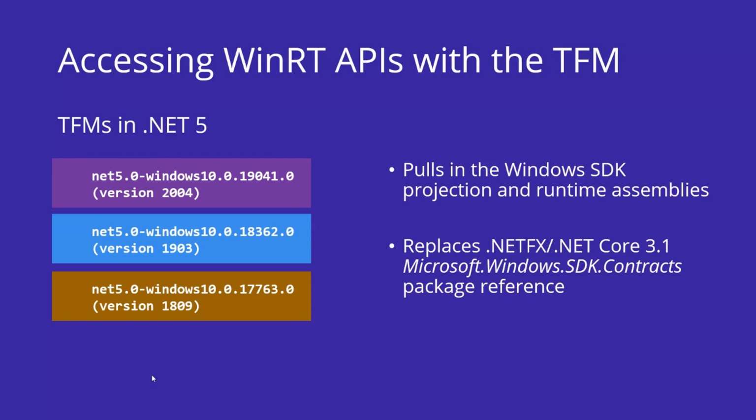Also, in .NET Framework and .NET Core 3, you would still need a NuGet package reference to the contracts package if you want to access these APIs. Moving forward to .NET 5, though, you would use the TFM instead.